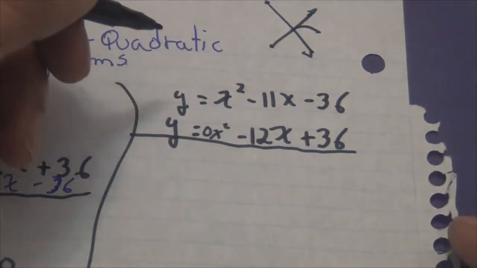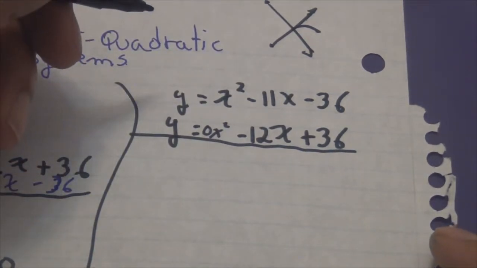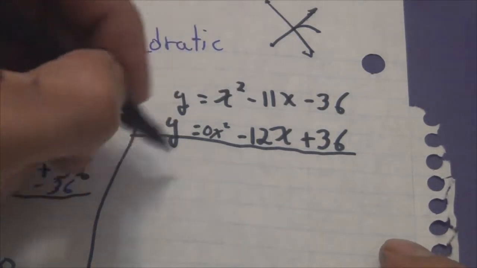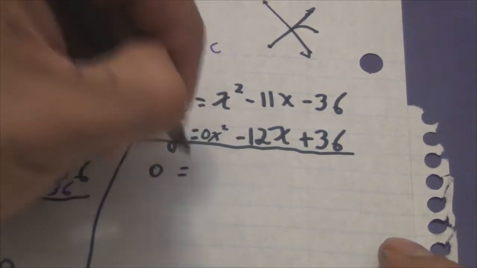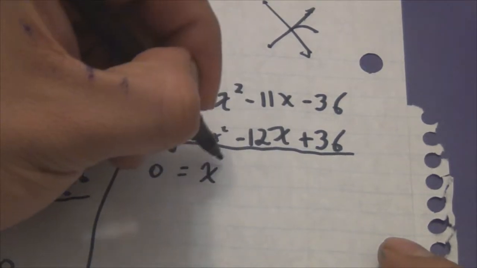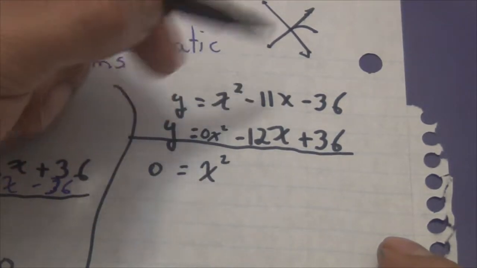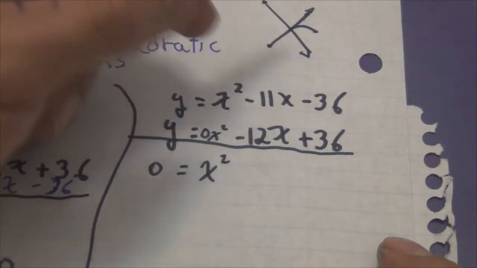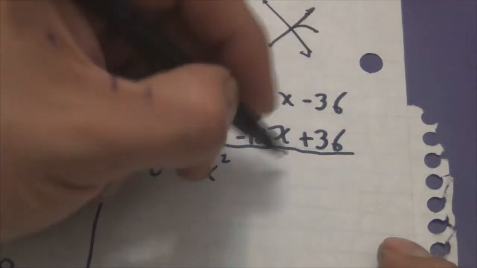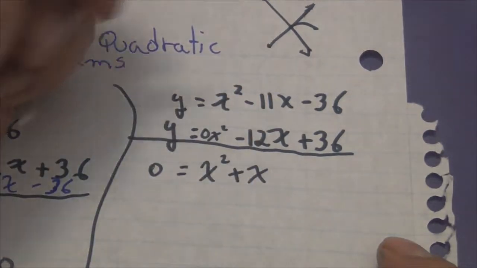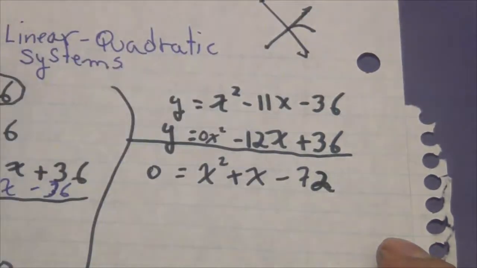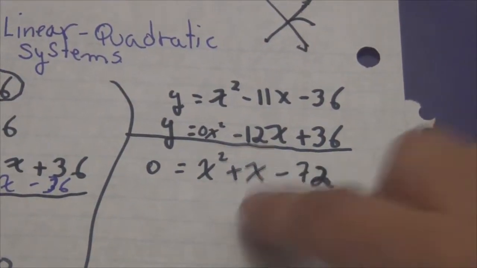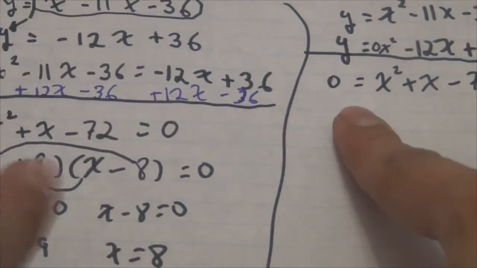All right, so now just subtract them. That's all. Really? Let's try it. y minus y, 0. Oh, wow. Okay. x squared minus 0x, x squared. -11 minus -12 is the same thing as -11 plus 12. Plus 1x. -36 minus 36, -72. And now your equation is equal to 0, just like this one, okay?